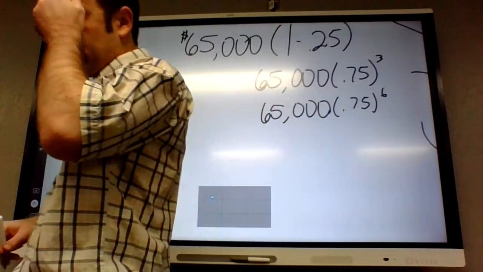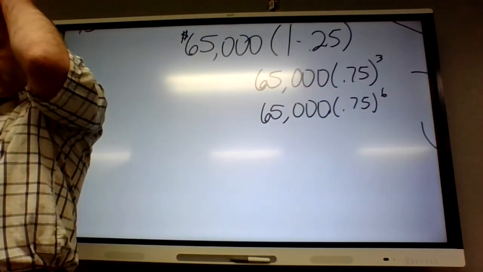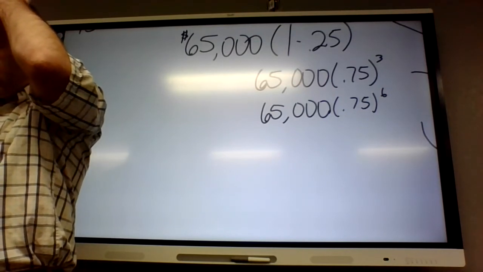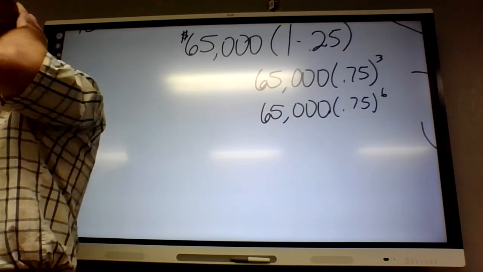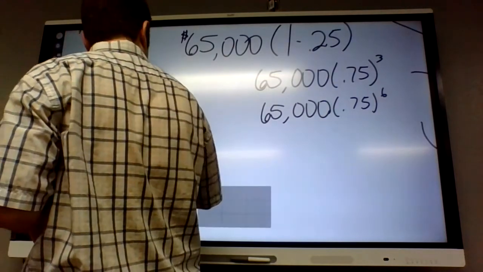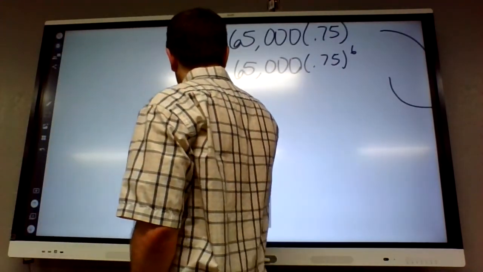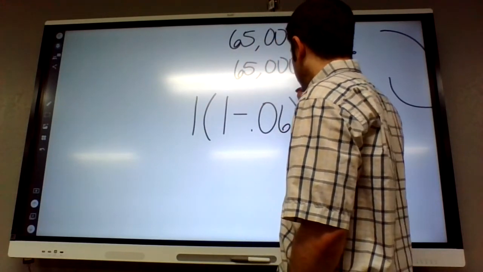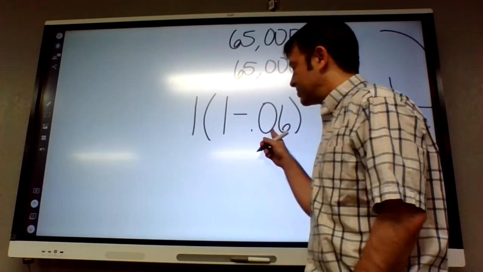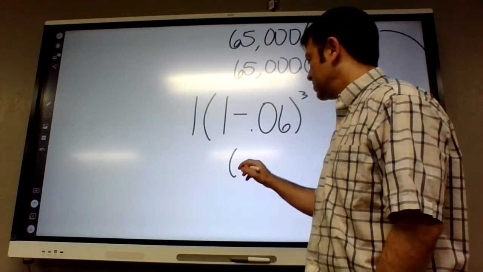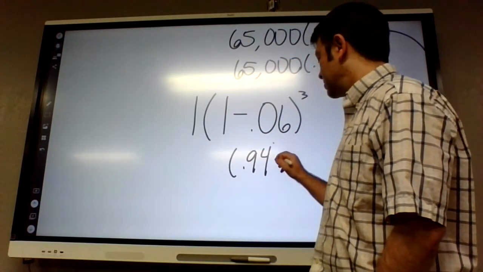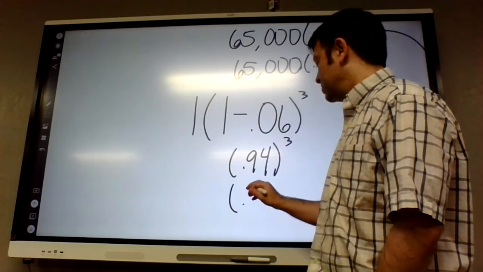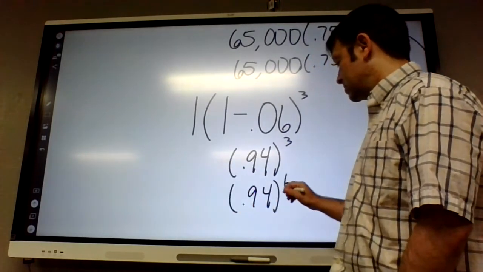And then 19 says the value of $1 now is worth $1. Very funny. And then it's supposed to drop 6% for 3 years. So 1 minus 0.06 is 0.94. So you do that for 3 years, you don't really need the 1, and then you do that for 6 years.